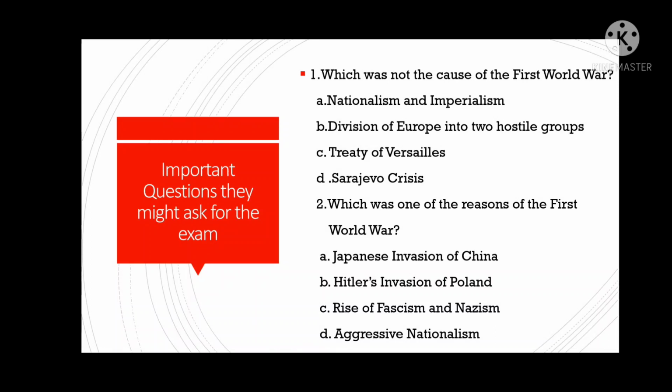Now, the second one: which was one of the reasons of the First World War? One of the reasons or one of the causes. Again, we should know only 3 causes. I told you already: nationalism and imperialism, also known as aggressive nationalism or militant nationalism, division of Europe into 2 hostile groups, and Sarajevo crisis. So you could see the fourth option, D, aggressive nationalism, is the first point, that is nationalism or imperialism.